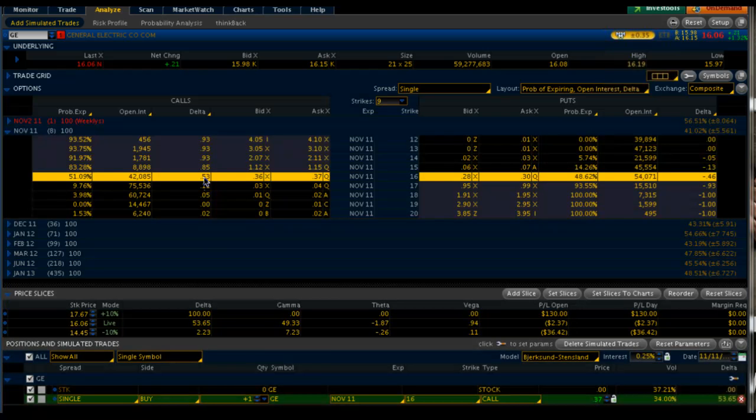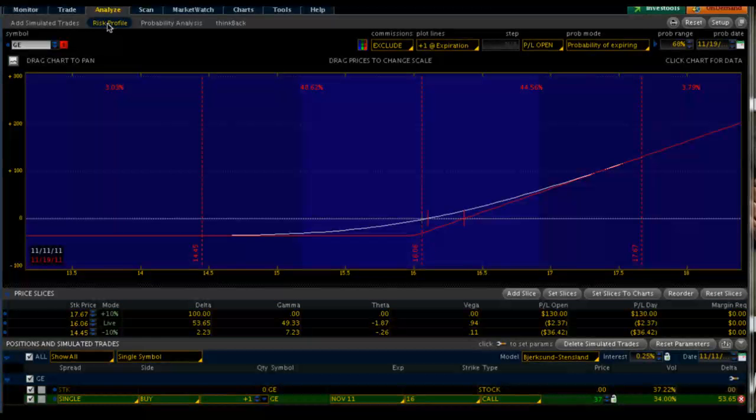Now delta is the change of an option price given the price movement of the underlying stock. So we go back over here to the risk profile. We have delta, gamma, theta, and vega. This is what I love about Thinkorswim and the risk profile. They give you everything you need to know before you put on this trade. So the delta is at 53.65. Look at the middle row here, live. You have a positive 10% and a negative 10%, but don't worry about them. We have delta of 53.65, the change of an option price given the price movement of the underlying stock.